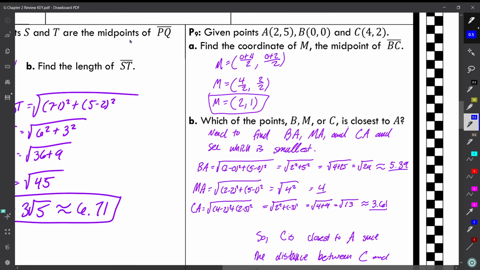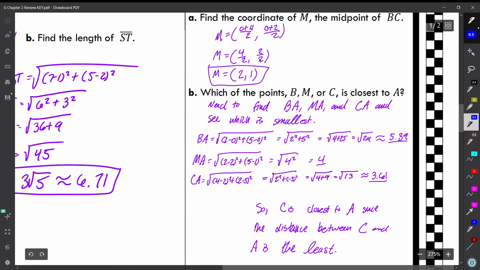Number 9. Given points A with coordinates 2, 5, B, 0, 0, and C, 4, 2. Find the coordinates of M, which is the midpoint of BC. If M is the midpoint of BC, you use these two and plug into the midpoint formula. So 0 plus 4 divided by 2 would give me my x. 0 plus 2 divided by 2 would give me the y. 4 over 2 simplifies to 2, and 2 over 2 simplifies to 1. So M has coordinates 2, 1.